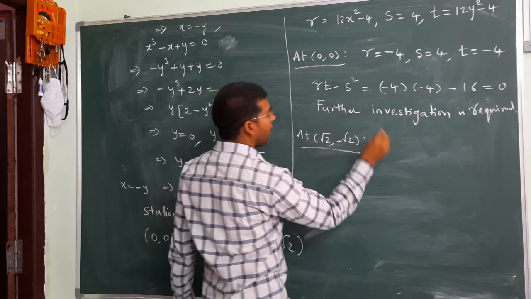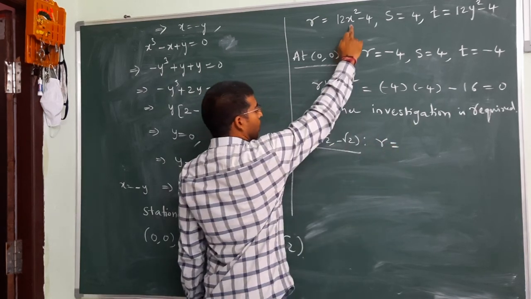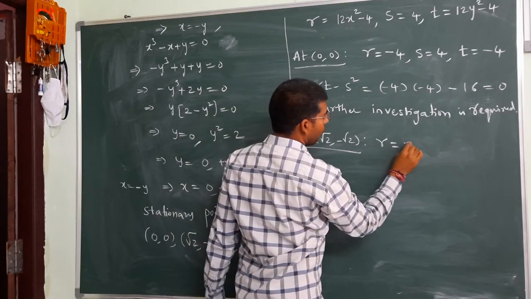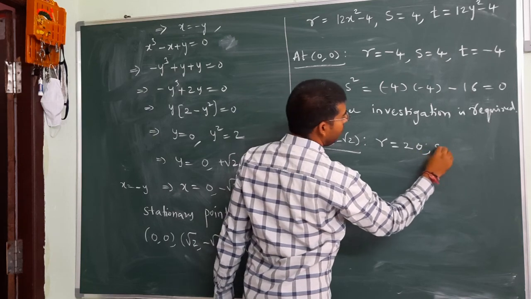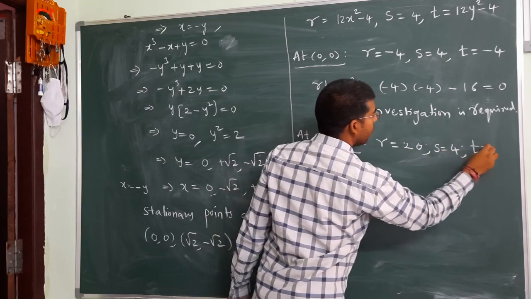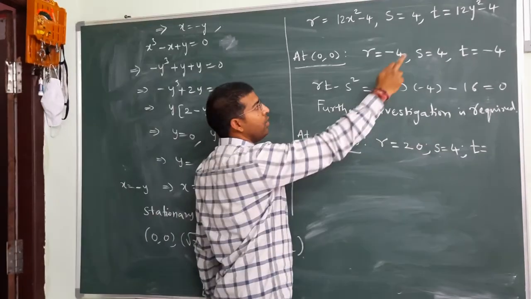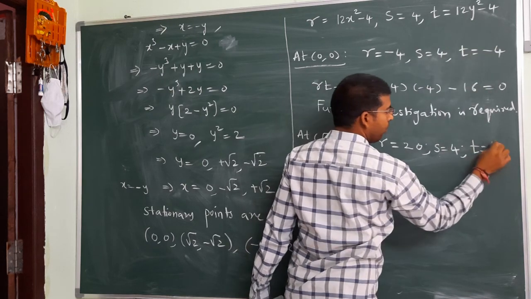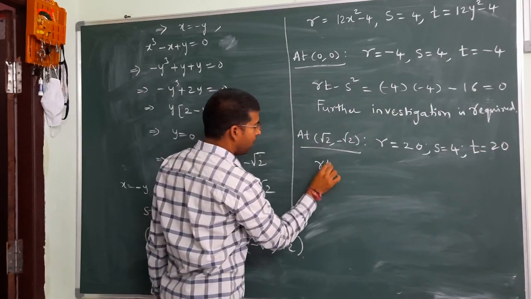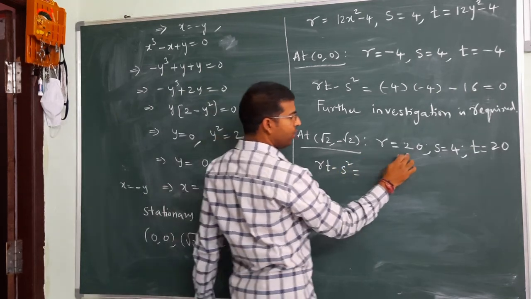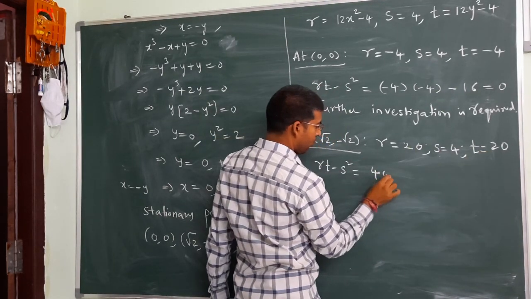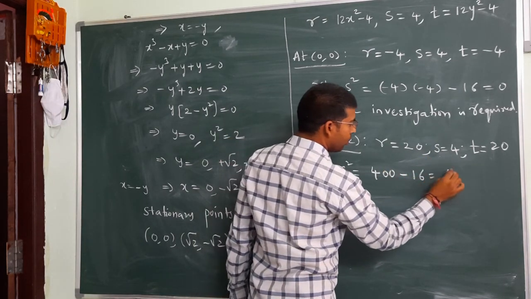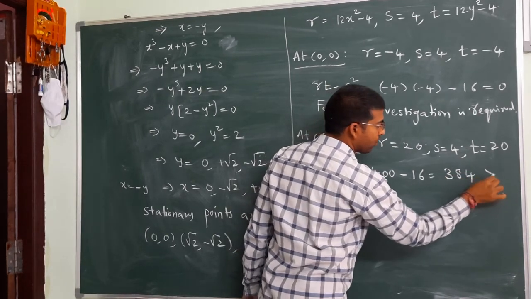Now, at this point again I will find the R value. Root 2 square means 2. 12 into 2 is 24, minus 4, this is 20. S is 4. And what about the T value? Again minus root 2. Minus root 2 whole square means again 2. 12 into 2 is 24 minus 4, 20. So, what about the RT minus S square value? R into T is 20 into 20, 400. S square is 4 fours are 16. So, 384, which is positive, right?